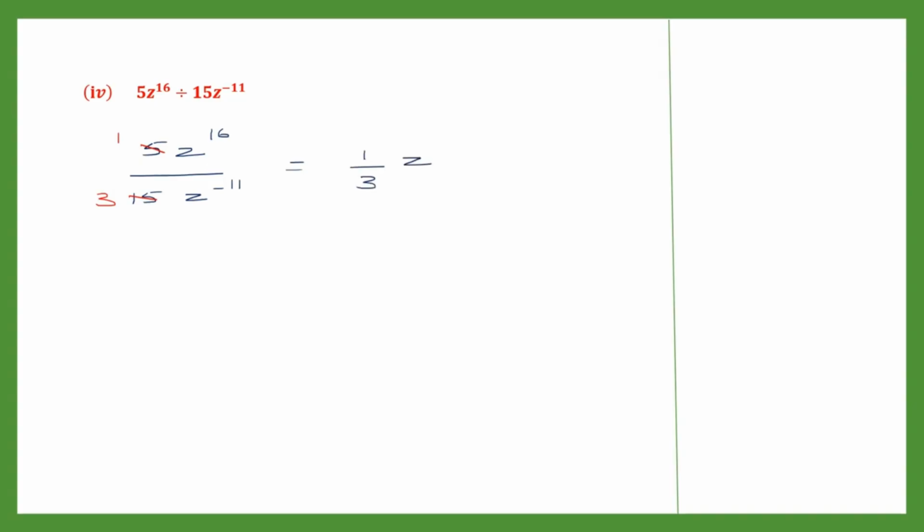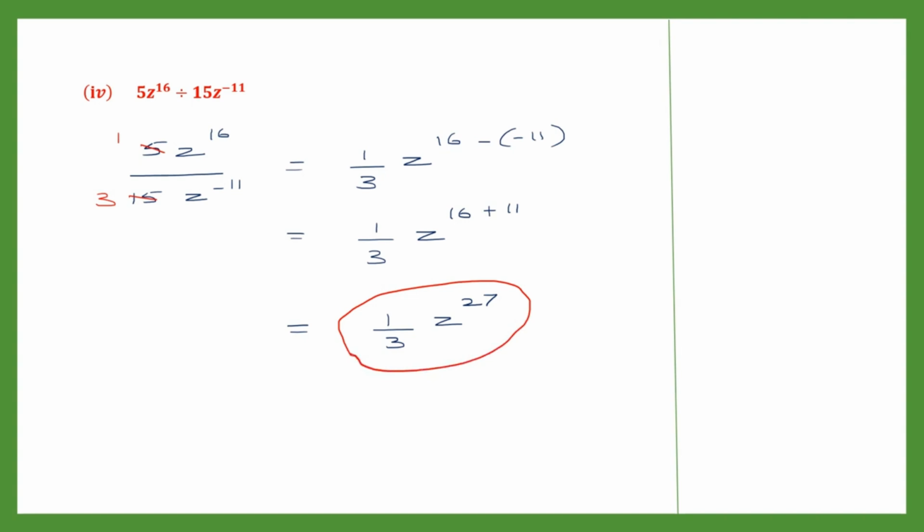Let's look at z now. z raised to the power of 16 minus minus 11 because it's division. So this is 1 by 3 z to the power of 16 plus 11, because before the bracket you have a minus sign. Then 1 by 3 z to the power of 16 plus 11 is 27. So now we have 1 by 3 z raised to the power of 27 as our answer.